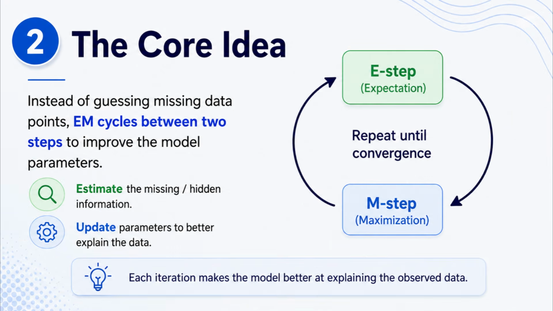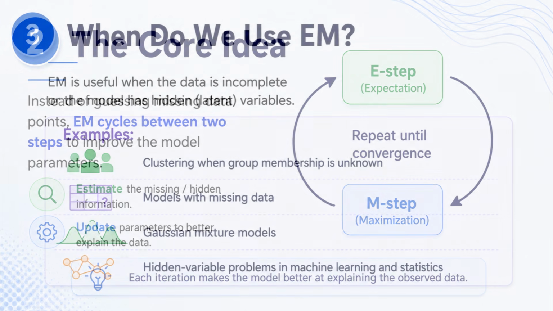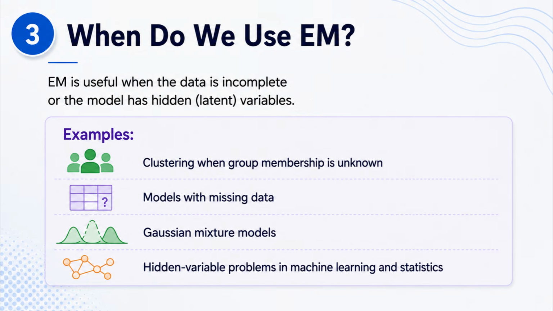The core idea of EM is a repeating feedback loop. First, the E step estimates missing or hidden information using the current model. Then, the M step updates the model parameters using those estimates. The improved parameters are then used in another E step. This continues until the model converges. Each iteration helps the model better explain the observed data. Think of it as repeatedly making an educated estimate, updating the model, and then making a better estimate based on what was learned. EM is useful when important information is missing or hidden.